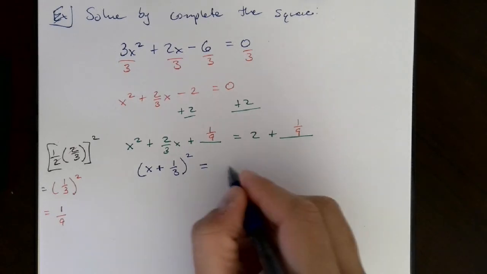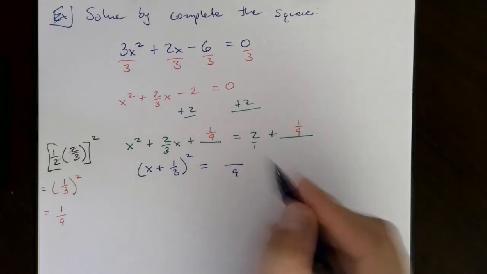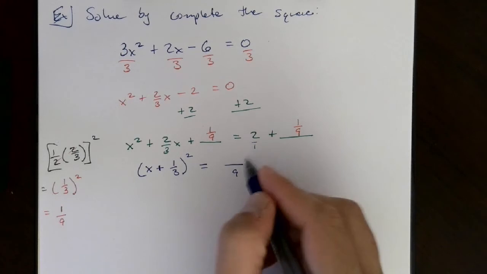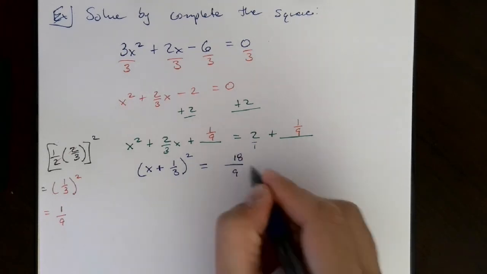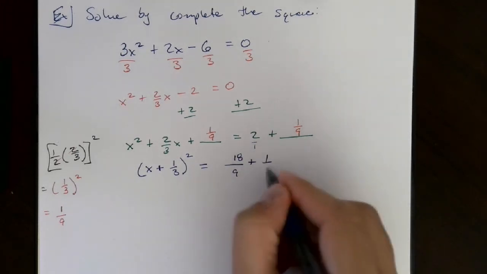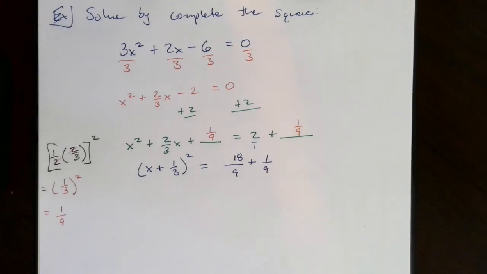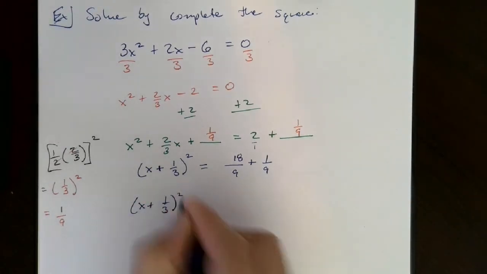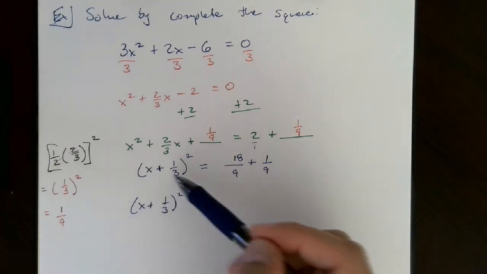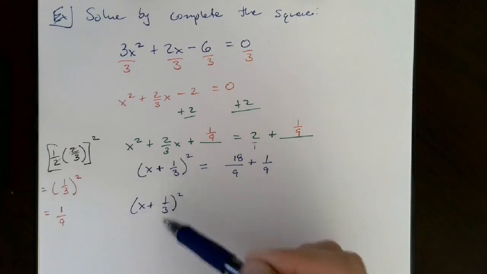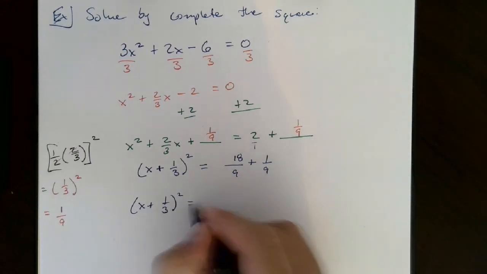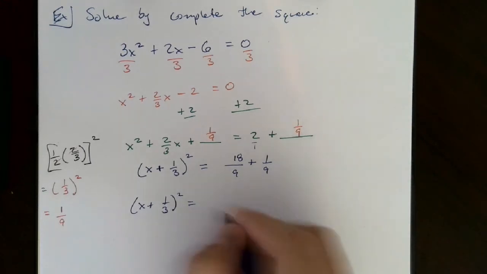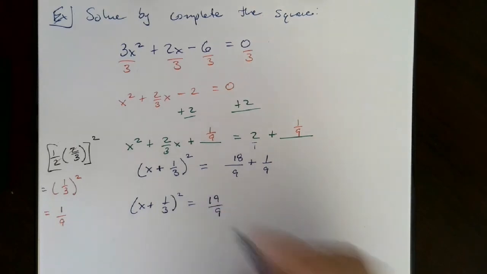We want to rewrite 2 as something over 9. Remember, it's 2 over 1. 1 times 9 gives you 9, so 2 times 9 gives you 18/9 plus 1/9, because you need a common denominator when you add. And so we have x plus 1/3, the quantity squared. Remember, you can just grab that right away from half of the middle coefficient. And that quantity squared is equal to 18/9 plus 1/9, which gives us 19/9.